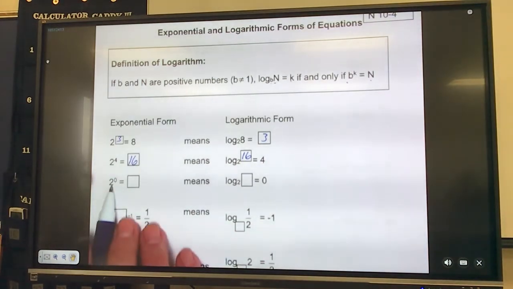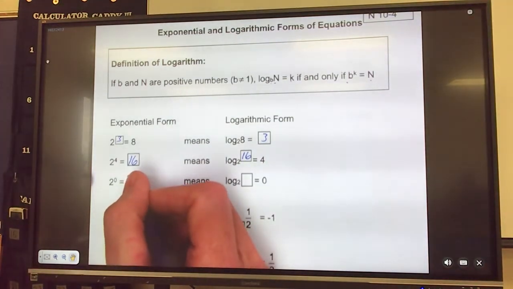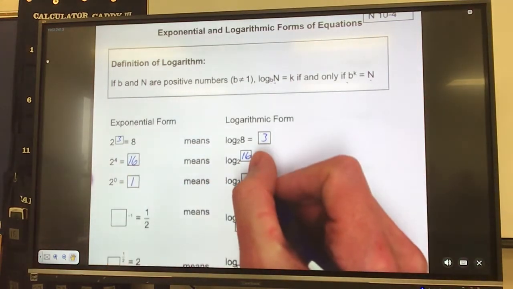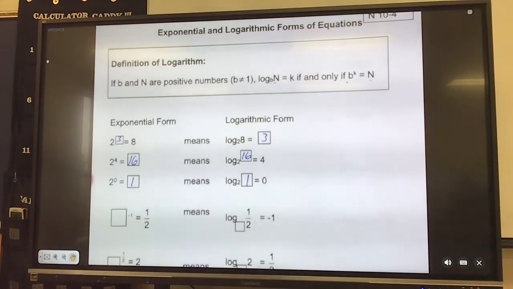So 2 to the 0 power, we know if we put in our calculator, anything to the 0 power is 1. So this is log base 2 of 1 equals 0.